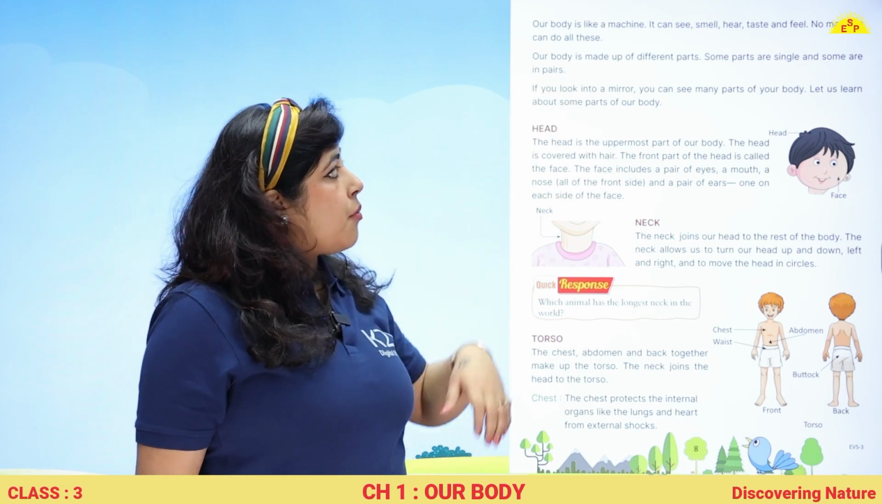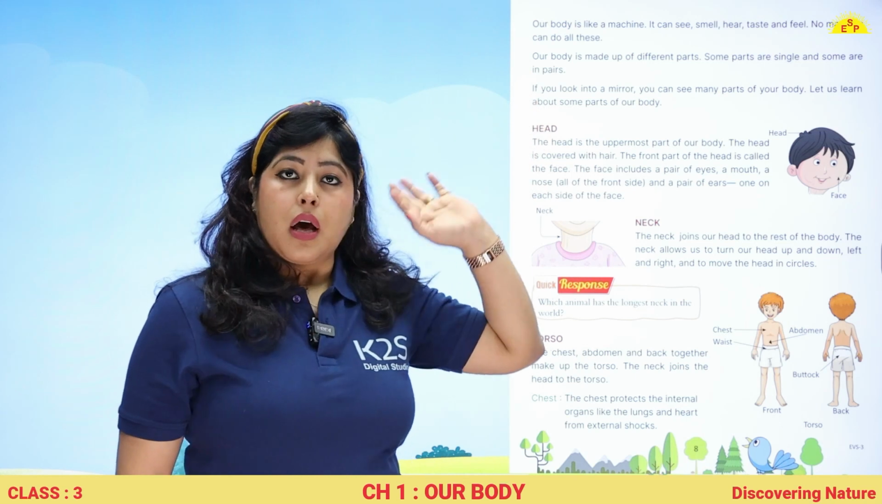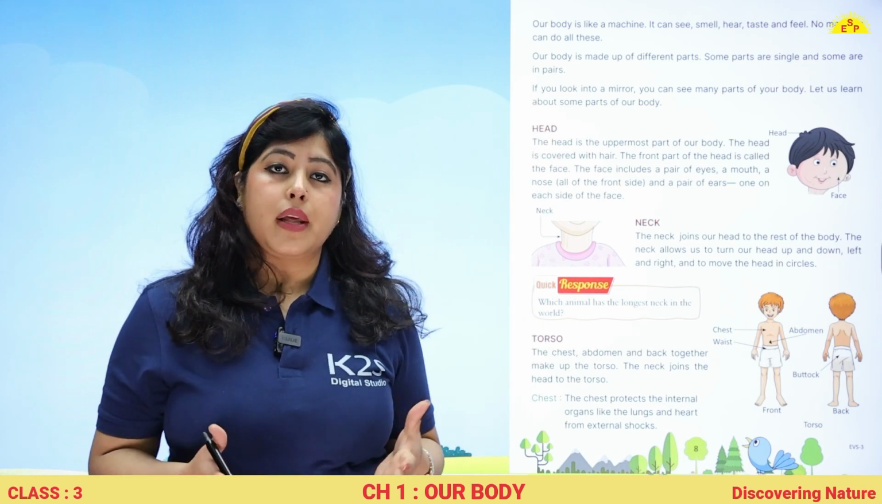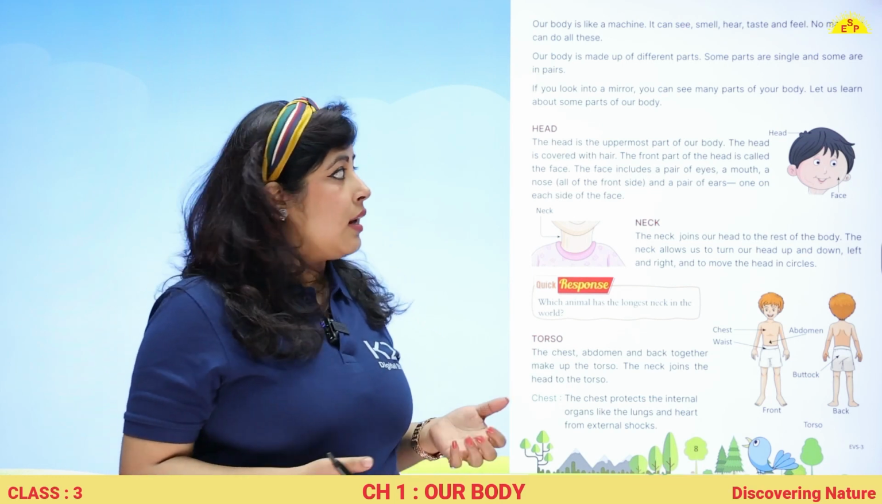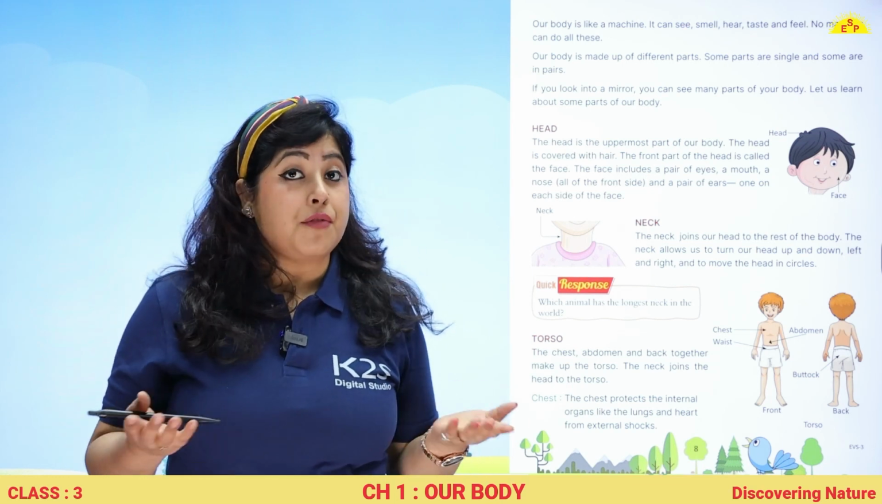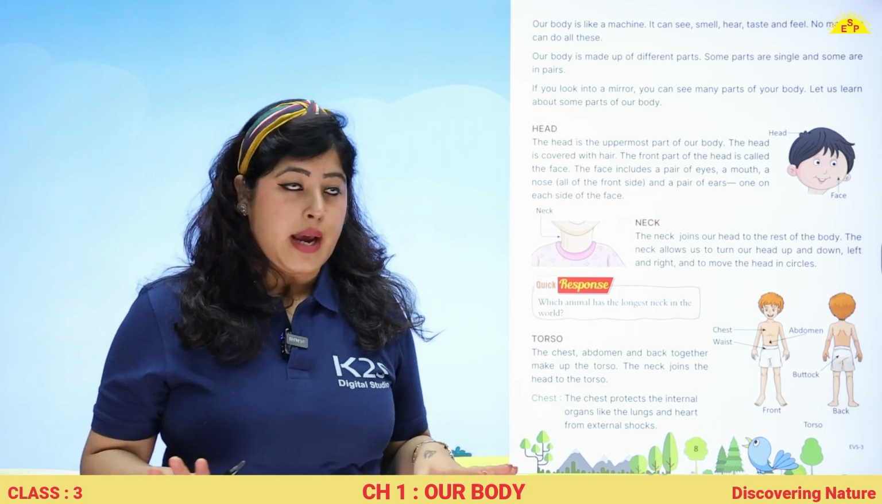Our body is made up of different parts. Some parts are single and some parts are in pairs. तो हमारी body के कुछ part pair में हैं और कुछ part single हैं. Like we have 2 eyes, we have 2 ears, but we have 1 nose, 1 tongue, right?